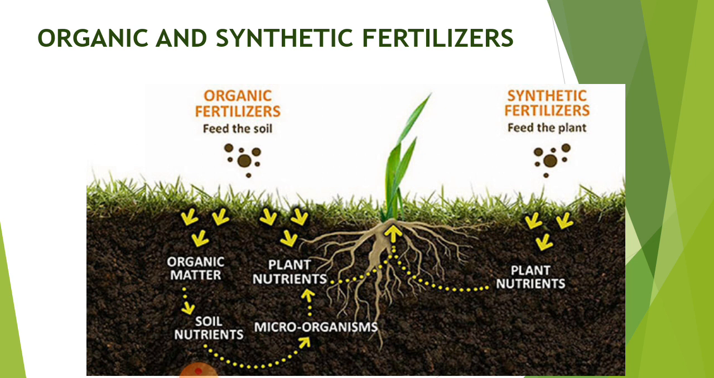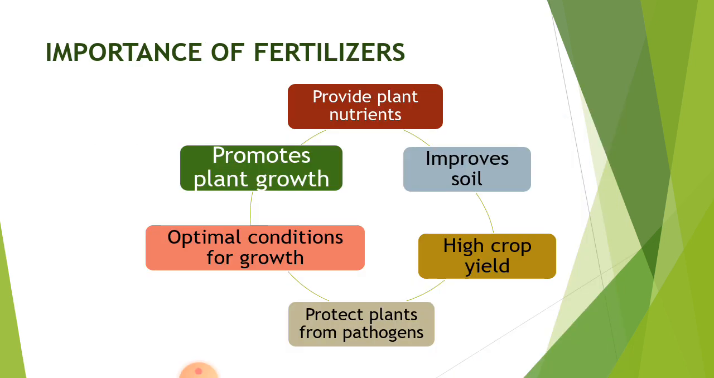Whereas on the other hand, look at the right-hand side. The synthetic fertilizers feed the plant. They are readily available. They give nutrients to the plants. Plants can directly take them up.